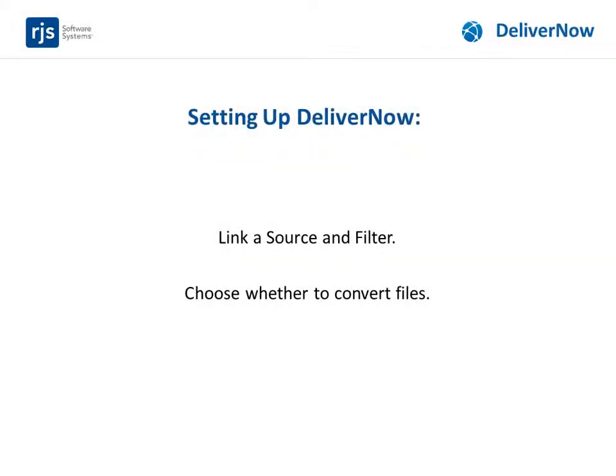So far, you've set up part one of the destination, which means you've linked a source and a filter, and, if you need it, chosen a file conversion. Now you need to set up where to distribute the documents. For that, leave the destination page in DeliverNow open, and go to the destination part two videos.